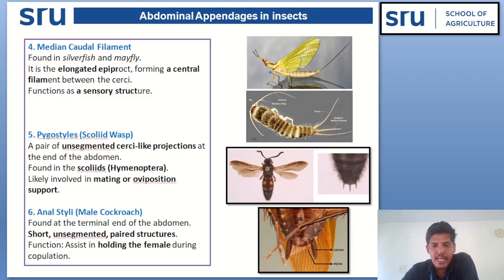Anal styli is there in male cockroach. See here, these are the anal styli, a pair of anal styli found at the terminal end of the abdomen. They are short, unsegmented paired structures that help in holding the female during the process of copulation.